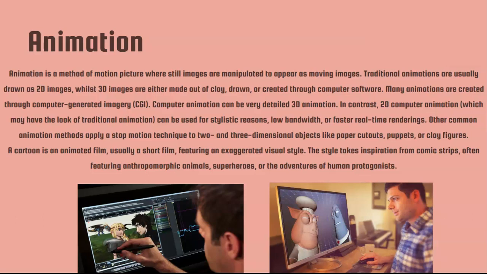Computer animation can be very detailed, 3D animation, but in contrast, 2D computer animation, which may have the look of traditional animation, can be used for stylistic reasons, low bandwidth, and faster real time renderings, because obviously they can be done much quicker than 3D animation. 3D animation, the production of it takes so much time to do, and it's very time consuming as well.